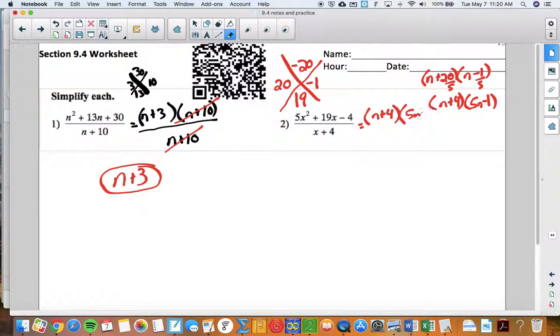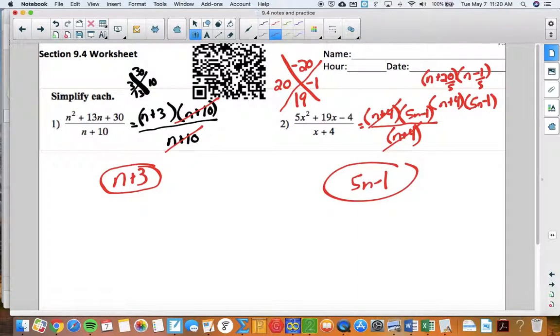Oop, that's 5n minus 1 divided by, oops, I was using n's, I guess, from the last problem. These are supposed to be x's. I'm going to switch this to an n plus 4 on the bottom, so I'm using the same variable, although they should all be x's. So we have a common factor. N plus 4 is a factor on the top and a factor on the bottom, so we get 5n minus 1, final answer, or 5x minus 1.